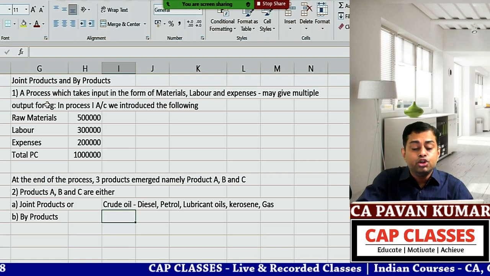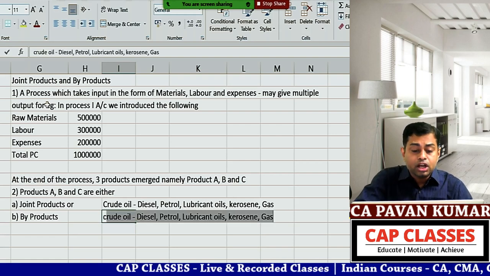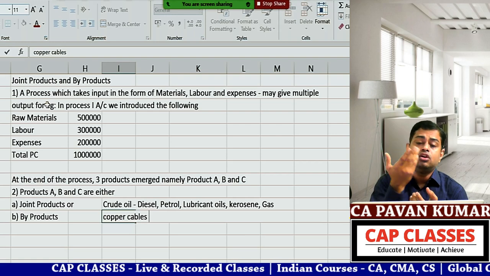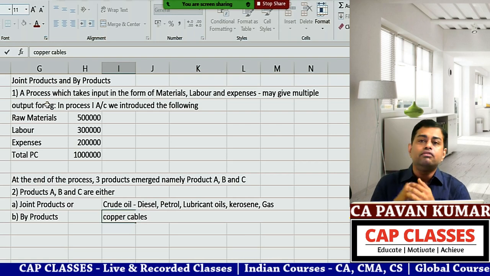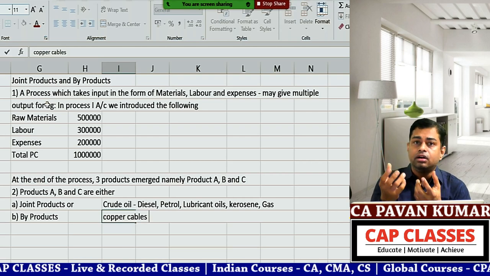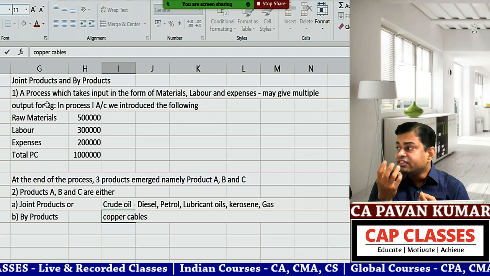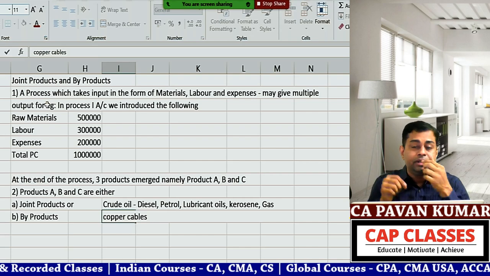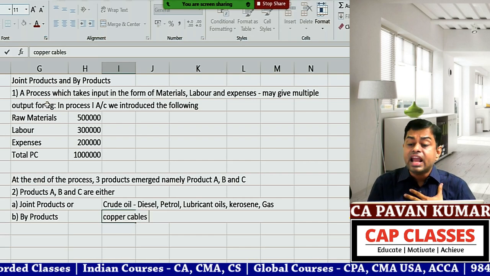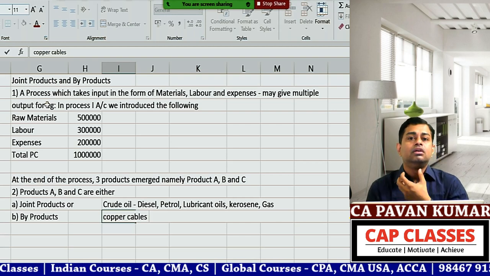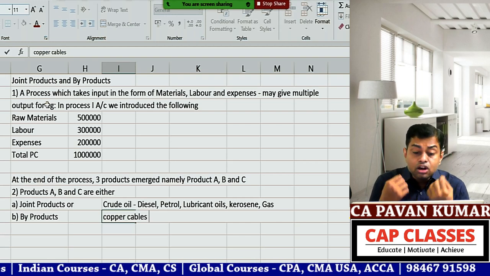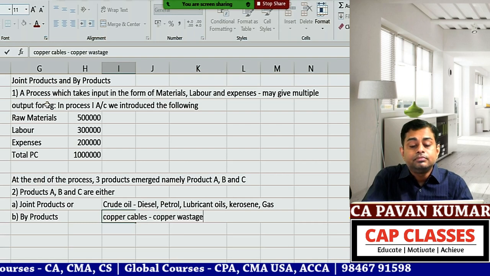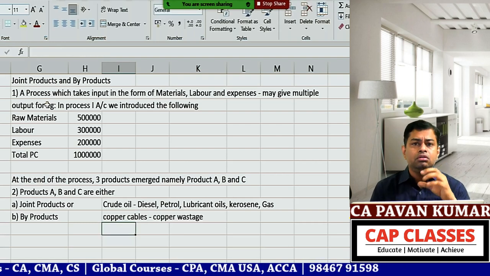Byproduct means, imagine you are manufacturing copper cables. Whatever wires we use domestically for electricity, or for fiber cables, or for TV connections, cable connections, satellite TV, the DTH connections, wires will be there, no? So in that wire, copper will be there. I am a company who manufactures these cables, wires. So when you are manufacturing copper cables, some copper waste is coming. Like a kind of, not a normal loss.